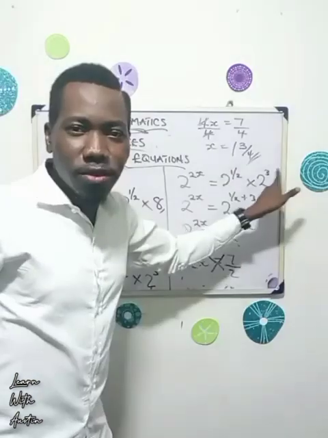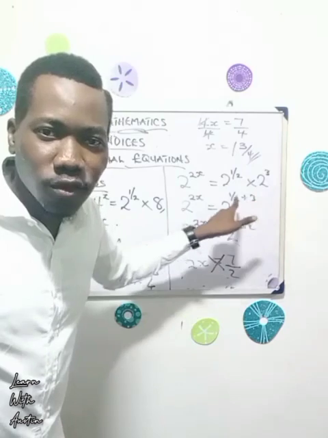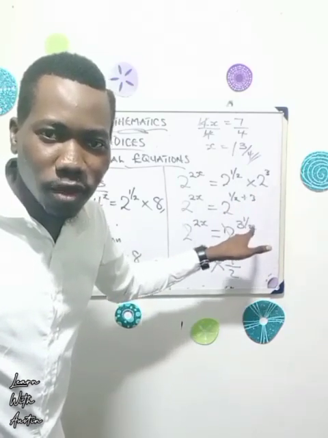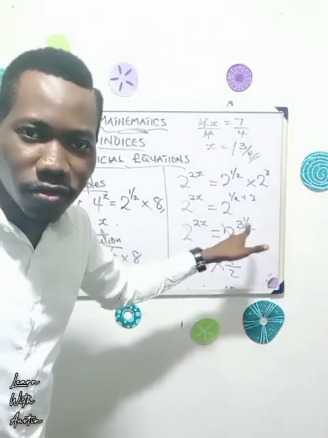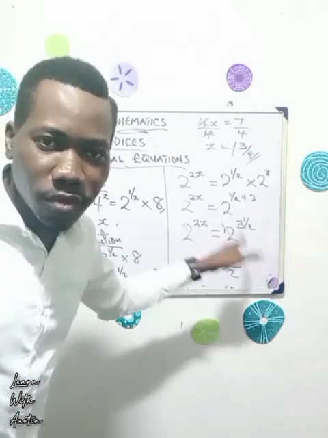You add up the powers, so you have 1 over 2 now, plus what? 3. So what is 1 over 2 plus 3? 1 over 2 plus 3 gives us 3 and 1 over 2. So we have now 2 raised to the power of 2x equals 2 raised to the power of 3 and 1 over 2. Then the next thing for us to do here is to drop the bases.